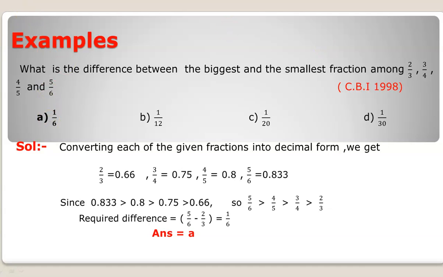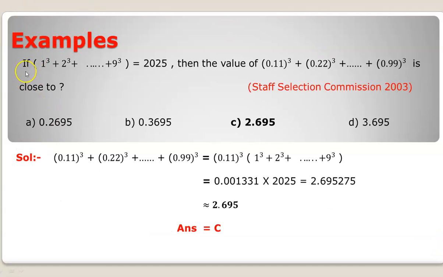So next, if 1 cube plus 2 cube and so on up to 9 cube is equal to 2025, then the value of 0.11 cube plus 0.22 cube and so on up to 0.99 cube is close to what? Again there are 4 options given here. Let us see the solution. This is the given series, and we find the value of this series: 0.11 cube plus 0.22 cube and so on up to 0.99 cube.